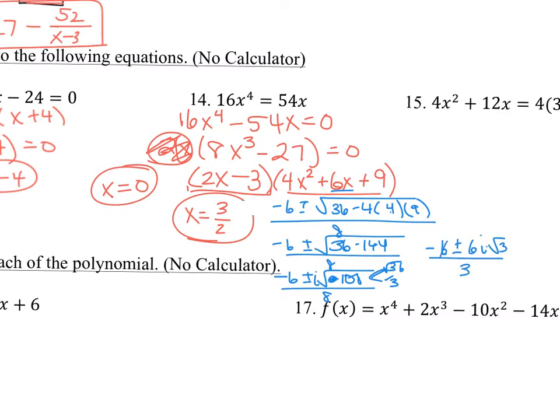So I can clean this up. I get 2 over 1, 2 over 1. So my other answer is negative 2 plus or minus 2i radical 3. And I'm finished.